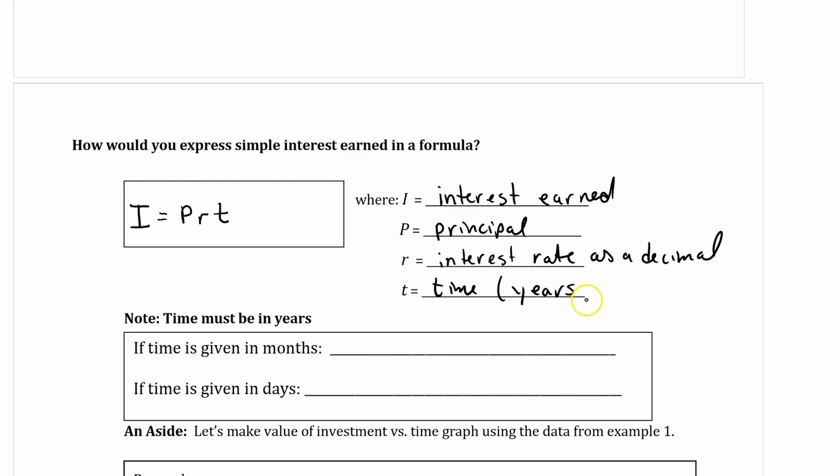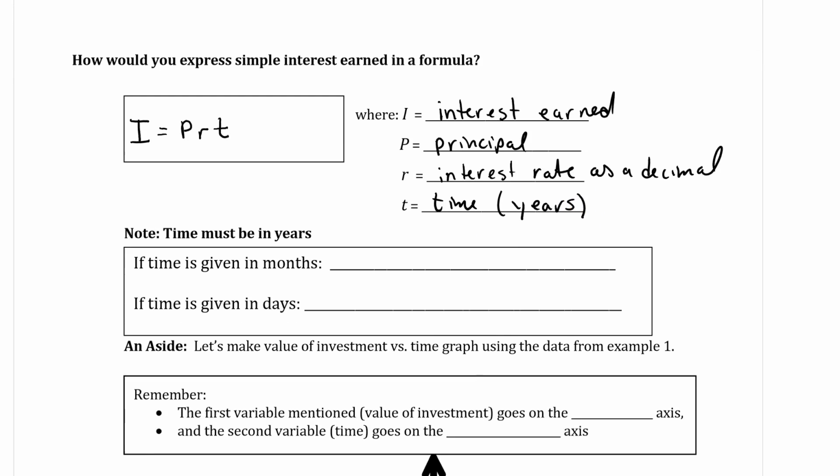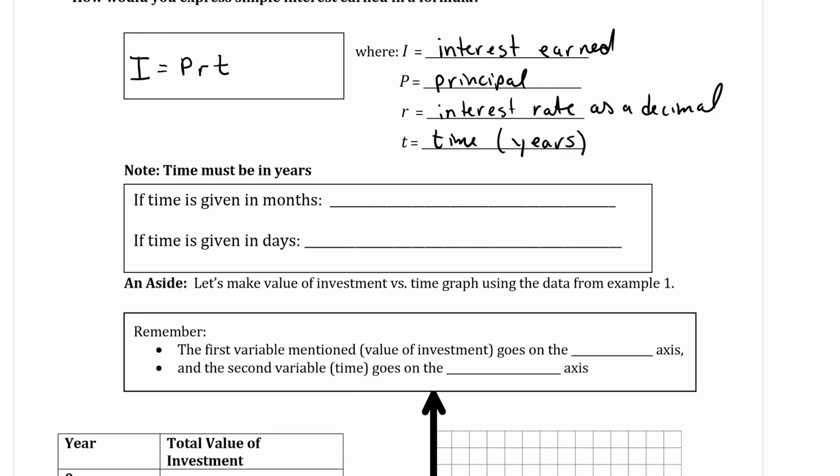Now here's the thing, folks, sometimes we're not going to be given time in years. So what happens if you're given months? Well, you want to take the number of months and divide it by 12, because that gives us a fraction of a year. So if it's 6 months, 6 divided by 12 is 0.5. Now we know that 6 months is half a year, so you might not have to do that calculation.